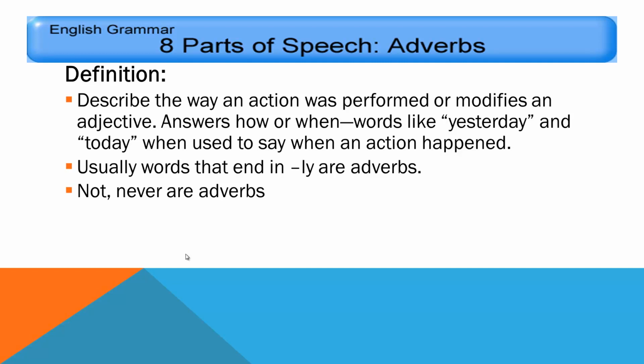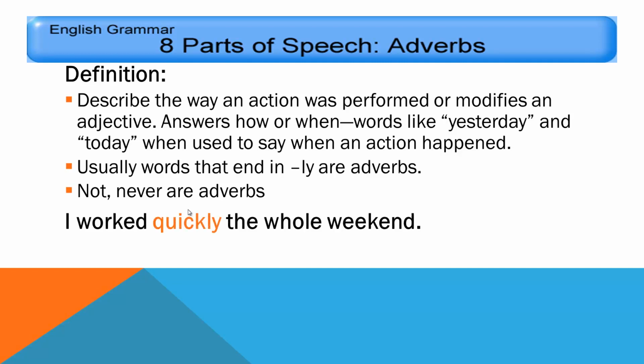So if I say, I am not interested in your excuse, am interested is the verb, but not tells you how I am interested, which is the opposite of being interested. So I am not interested. So here's an example. I worked quickly the whole weekend. So quickly tells you how I worked. So it functions directly by showing us how that action is being performed.